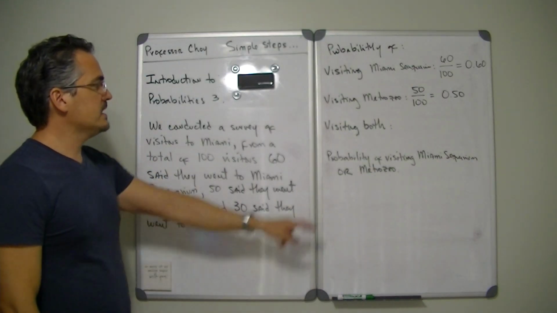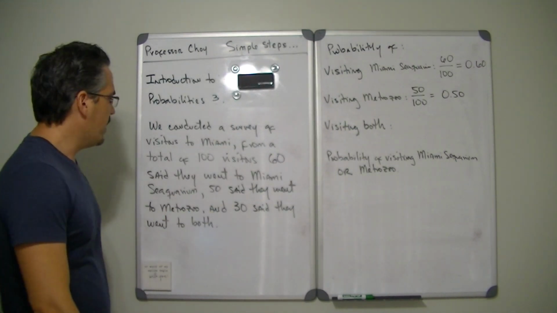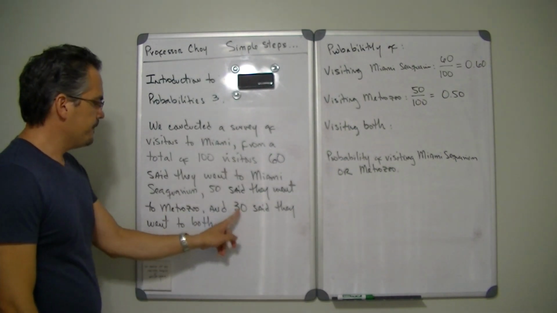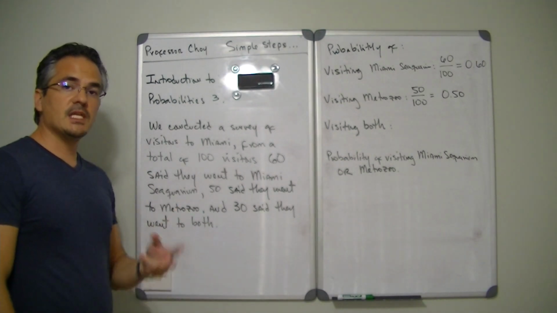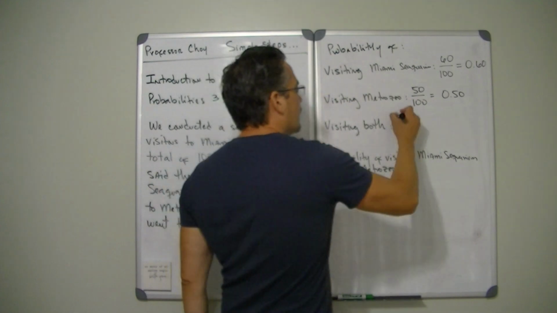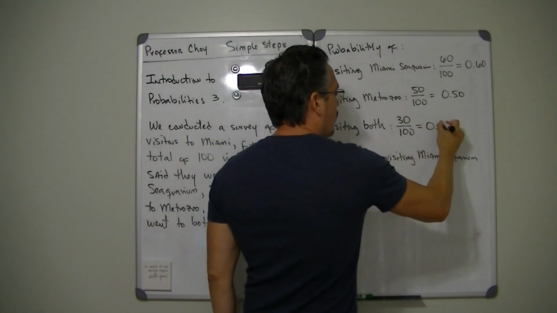Alright, now what is the probability that somebody visited both places? Well, 30 of them said that they went to both places. So what is the probability of visiting both places? 30 out of 100, or 0.30.